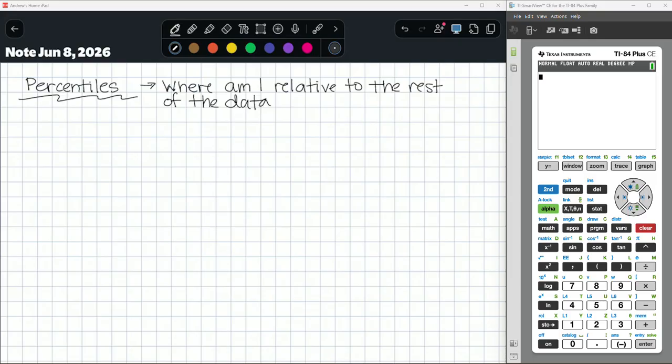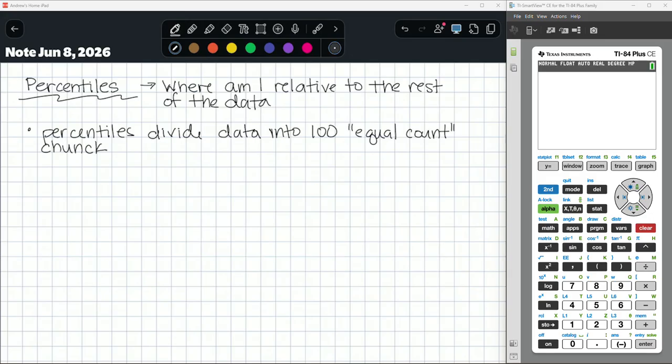Percentiles are very common. Percentiles take a data set and divide that data set into 100 equal count chunks. What we mean by equal count is there's approximately the same number of data points in each of those chunks.